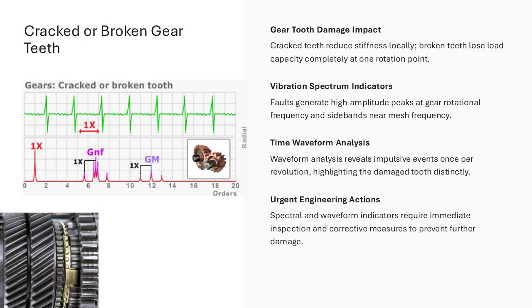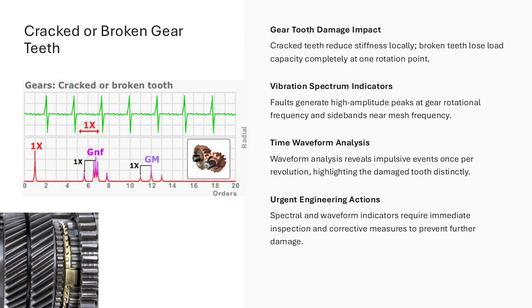Cracked or broken gear teeth represent severe faults that can rapidly lead to gearbox failure if not detected early. A cracked tooth introduces a localized stiffness reduction, while a broken tooth causes a complete loss of load-carrying capability at one point in the rotation. In the vibration spectrum, these faults generate a high-amplitude peak at the rotational frequency of the damaged gear. Additionally, sidebands appear around the gear mesh frequency, spaced at the gear's turning speed.